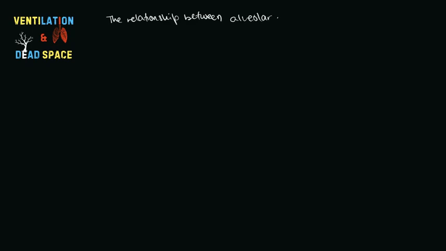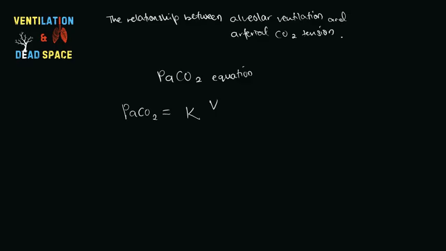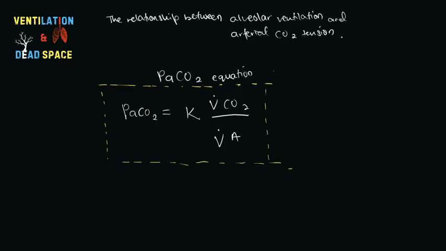So we've seen how alveolar ventilation affects carbon dioxide and oxygen level. So graphically, how does this relation look? The relationship between alveolar ventilation and arterial carbon dioxide tension is based on the PaCO₂ equation. It can be written as PaCO₂ is equal to K times VCO2 divided by alveolar ventilation.